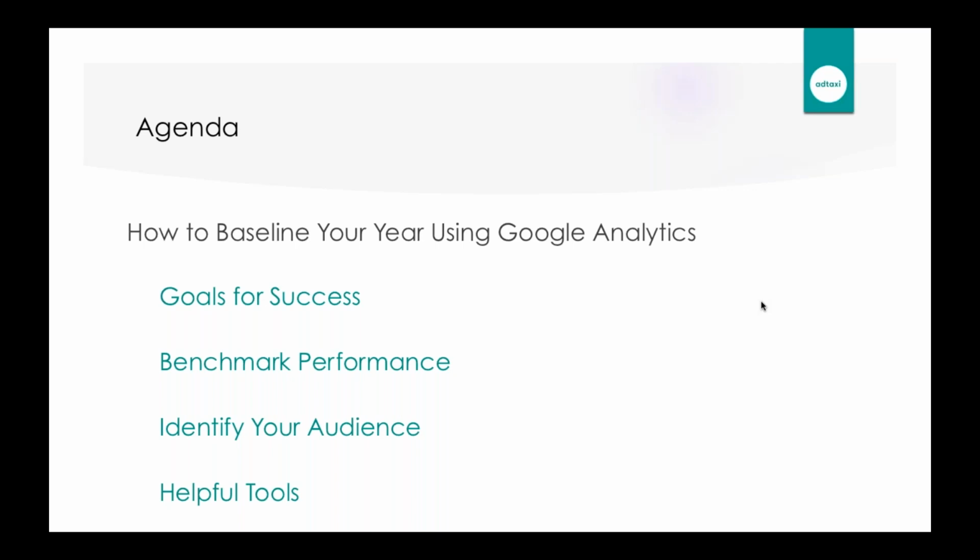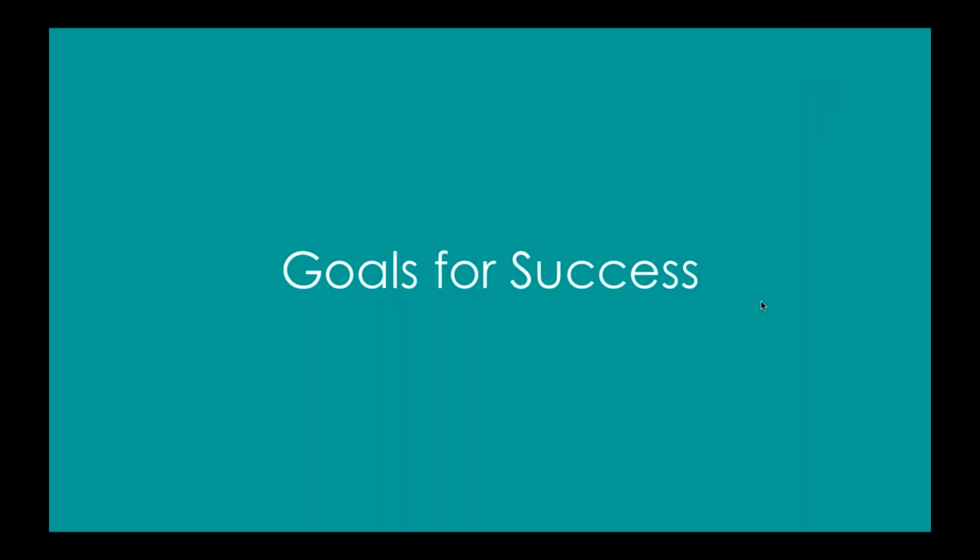Next, we'll do benchmarking performance. So looking at the metrics available in a Google Analytics account, how do we figure out where people are interacting with your website to use that data? If we're going to create a campaign that is going to be successful, we need to know what the baseline metrics were. And last, using that information, how do we identify an audience so that we can run successful campaigns? The last bit will be helpful tools that will be available for you after the webinar.